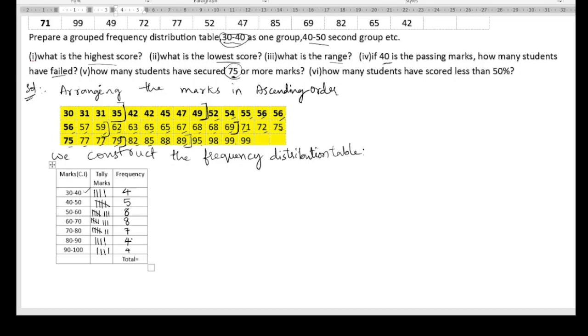Now we need to write down the total. Add this: 4 plus 5, 9. 9 plus 8, 17. 17 plus 8, 25. 25 plus 7, 32. 32 plus 4, 36. 36 plus 4, 40. So the total is 40. Now after the frequency distribution table, we need to give the answers for some questions. Let us start from the first question.